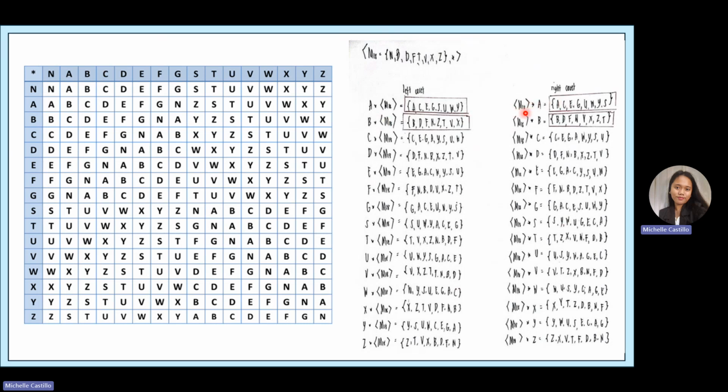For its right cosets, we have N star A is equal to A, B star A is equal to C, D star A is equal to E, F star A is equal to G, T star A is equal to U, V star A is equal to W, then X star A is equal to Y, then Z star A is equal to S. Therefore, M sub 18 star A is equal to A, C, E, G, U, W, Y, and S.